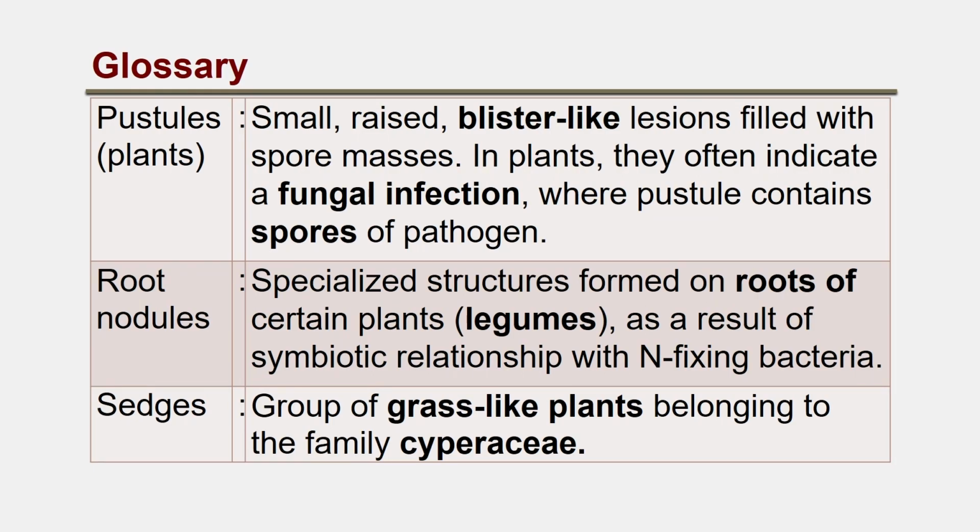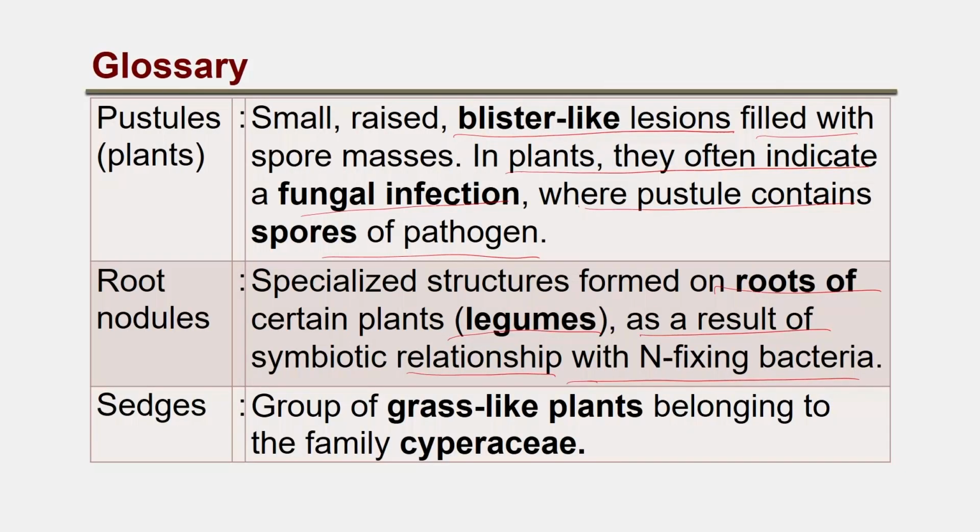Pustules in plants: small raised blister-like lesions filled with spore masses. In plants, they often indicate a fungal infection where the pustule contains spores of pathogens. Root nodules are specialized structures formed on roots of certain plants like legumes as a result of symbiotic relationship with nitrogen fixing bacteria. Many of you are aware of this fact that rhizobia infect the legume roots and then they form these nodules where nitrogen gets fixed.